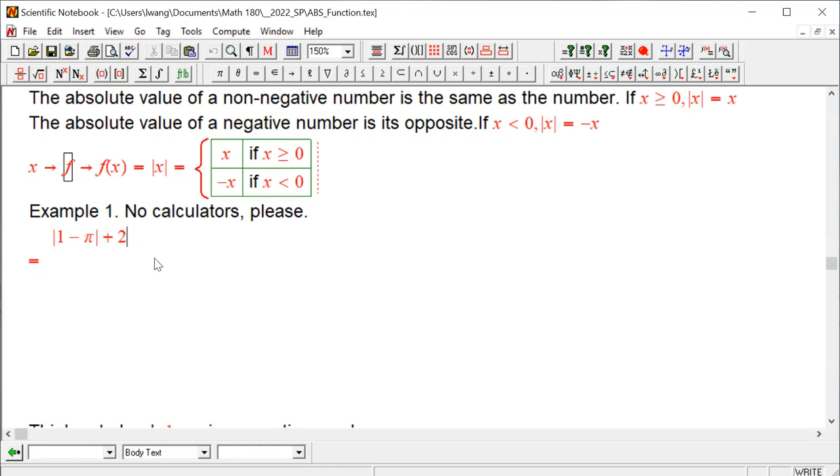So here I'm going to give you some examples. Suppose I want you to simplify the absolute value of 1 minus pi plus 2 without using a calculator. You will start having questions of this sort next week.